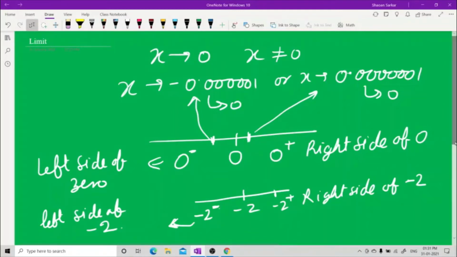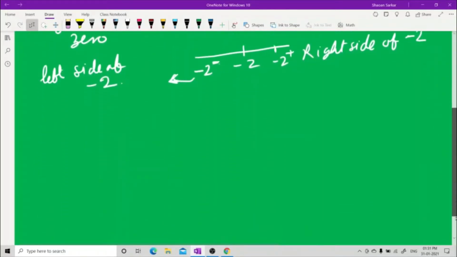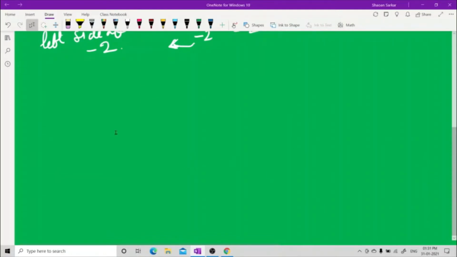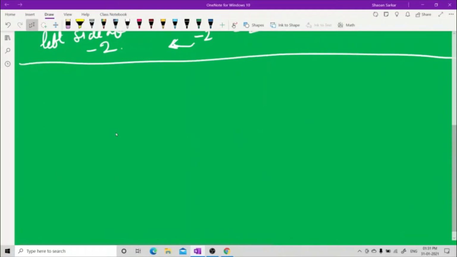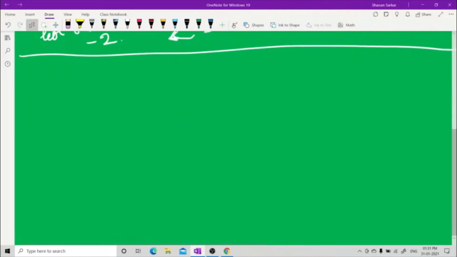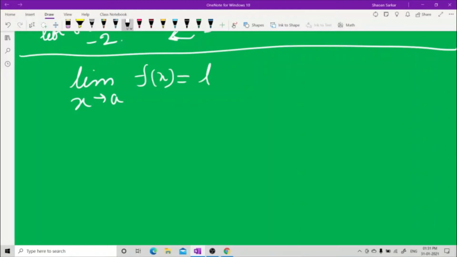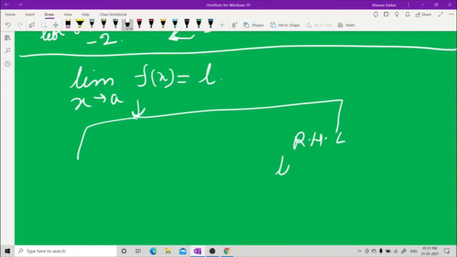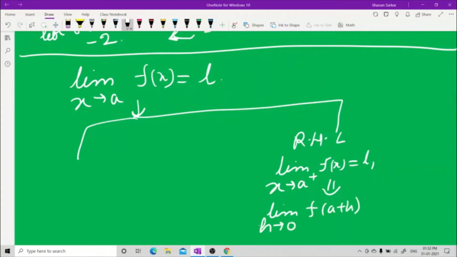Let us now come to the definitions of limit. Let me draw a line. See, limit x tending to a of f(x) equal to L means two things. The first is the right hand limit, that is limit x tending to a plus of f(x). Let us say this gives me value L1. This can also be written as limit h tending to 0 of f(a plus h), and this is also L1. Either you write it this way or that way. This is your right hand limit.